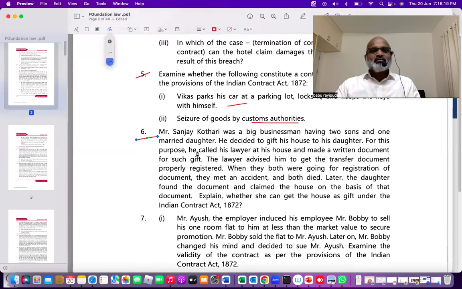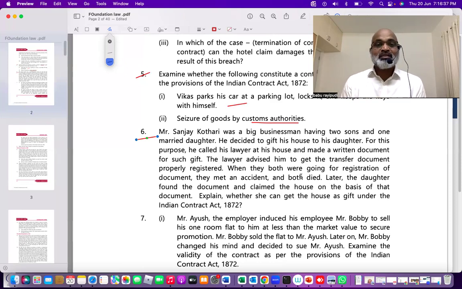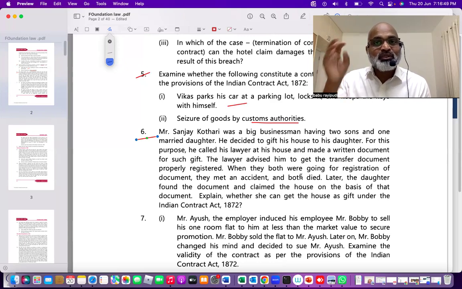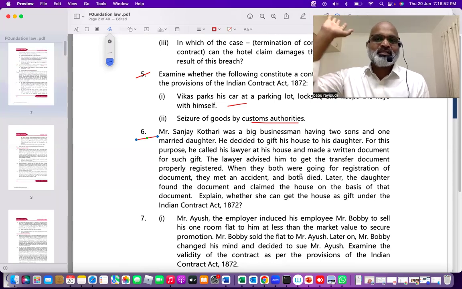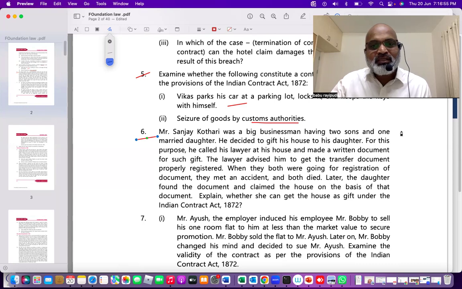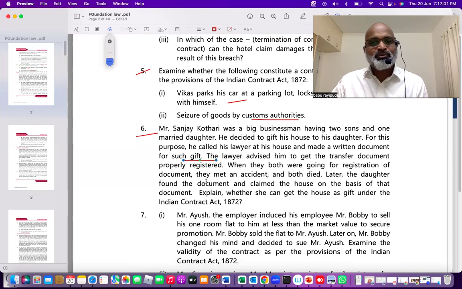Okay. The sixth one is, Mr. Sanjay Kothari was a big businessman having two sons and one married daughter. He decided to gift his house to his daughter. I'm telling you, when you start reading a question like this, slowly, after reading one or two lines, come to a conclusion. What exactly is the concept connected? Is it related to capacity to contract? Consideration? Coercion? Free consent? Undue influence? Like this, in just the first 3-4 lines you can come to a conclusion about what exactly is the concept connected to this question. Then for this purpose, he called his lawyer to his house and made a written document, such as a gift. The lawyer advised him to get the transfer document properly registered.